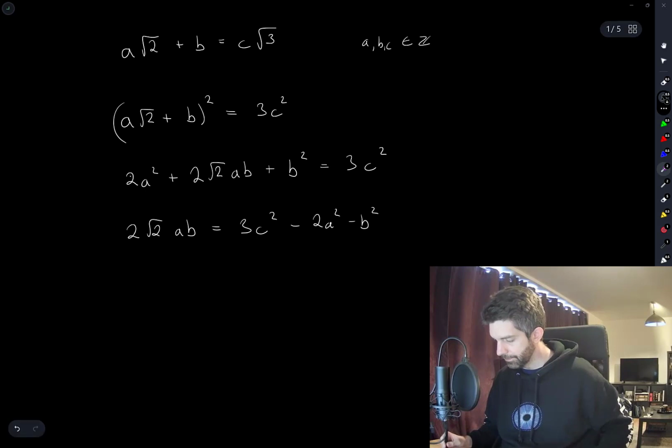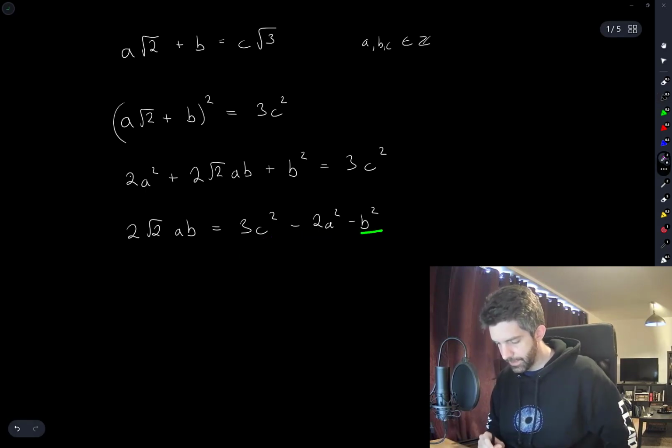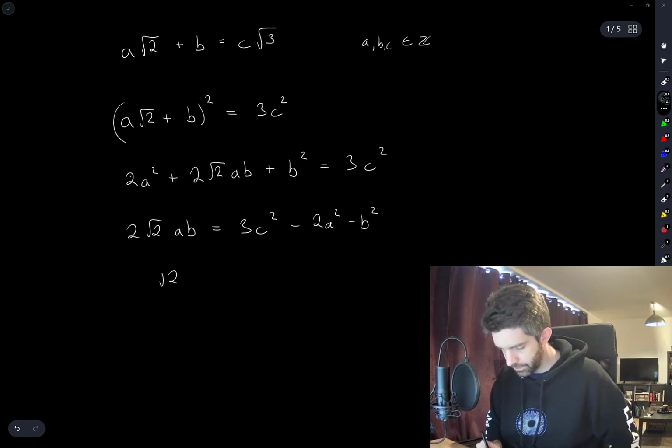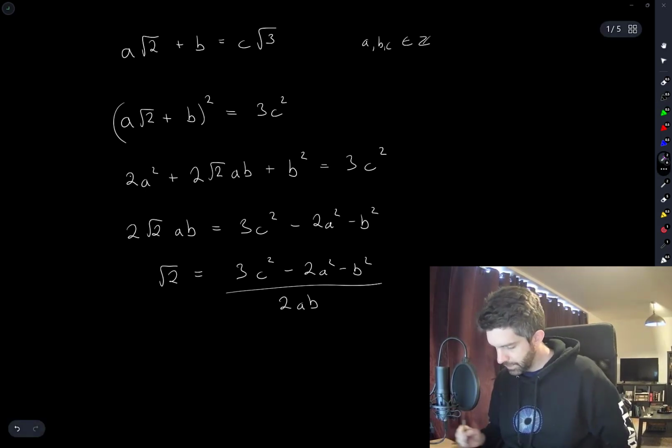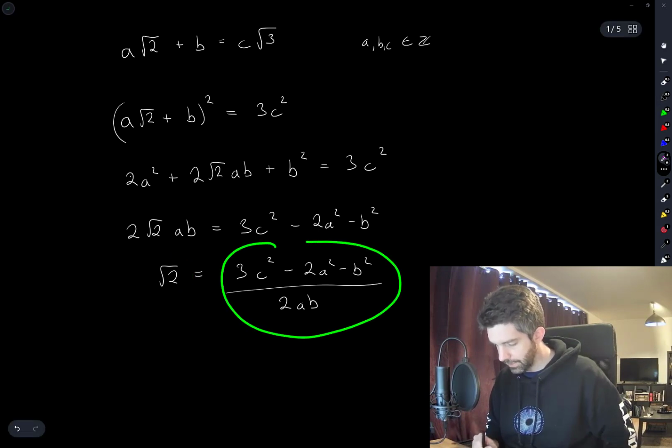we get the following. a, b, and c are integers, so that's an integer. Why don't we divide both sides by something here? So we have root 2 is equal to 3c squared minus 2a squared minus b squared over 2ab.